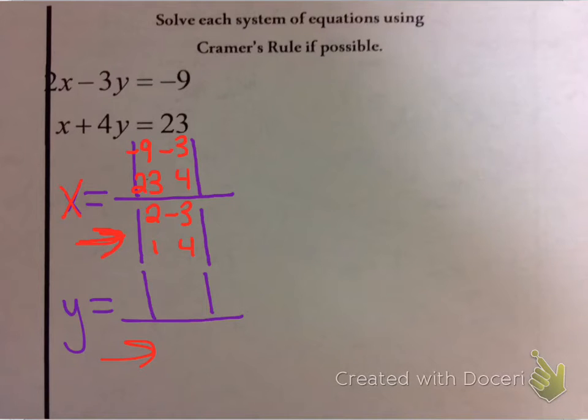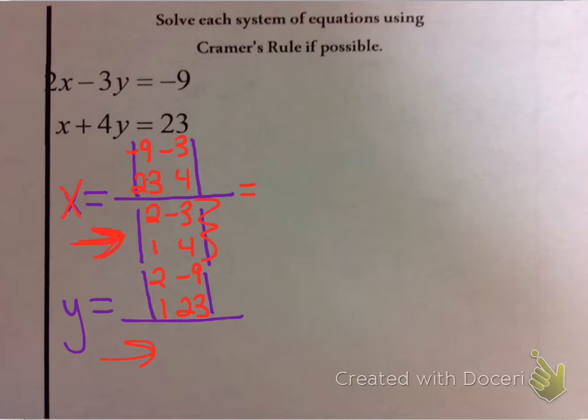When I'm solving for y, I'm going to take this determinant from the denominator and leave the x column, 2 and 1, and replace the y column right there with the constants. So -9, +23. And now I have three determinants to calculate to get my answer.